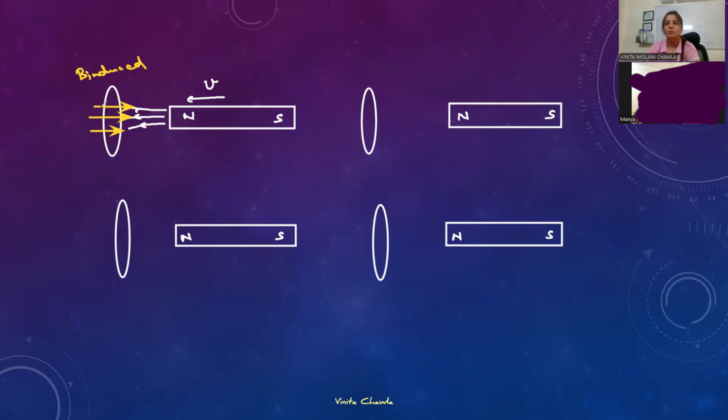So how will the current flow? We can find the direction of current using the right hand rule. Because the magnetic field is in this direction, so current will flow like this. So what is the direction of current? What should be the direction of current? Clockwise or anti-clockwise?